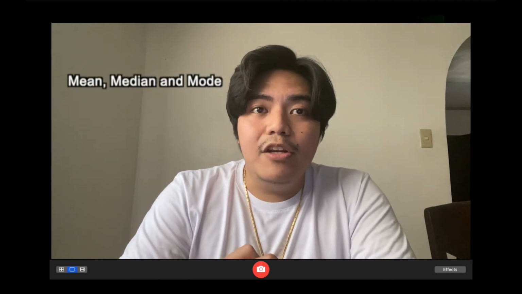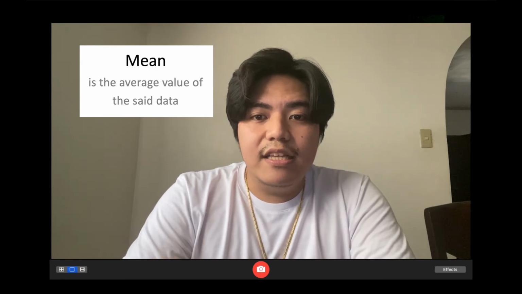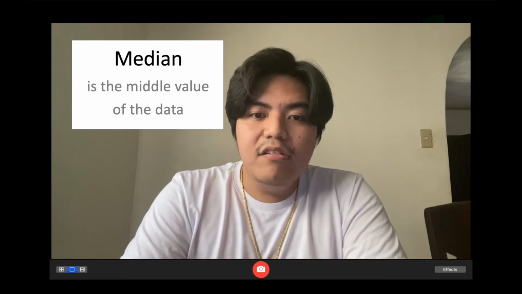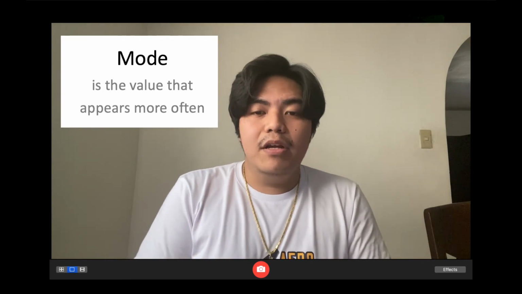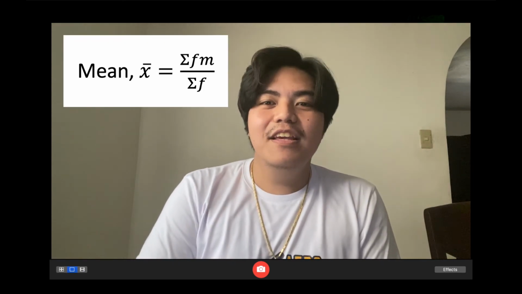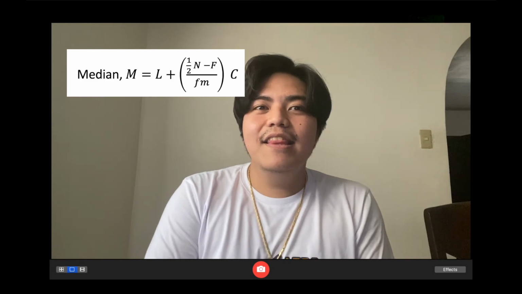Lastly, I will be discussing the mean, median, and mode. The mean is the average value of the said data. Second is the median, which is the middle value of the data. And then mode will be the value that appears most often. Now I will be showing you the equations used for each. Here is for the mean, here is for the median, and this is for the mode. So that is my assignment for this subject, reliability engineering.